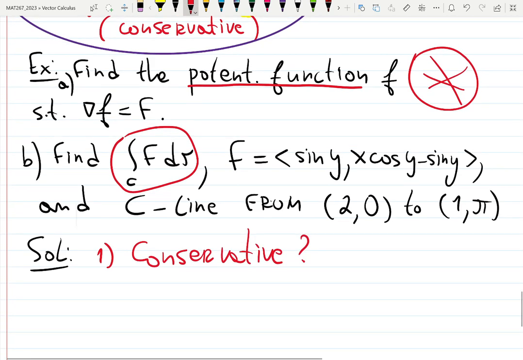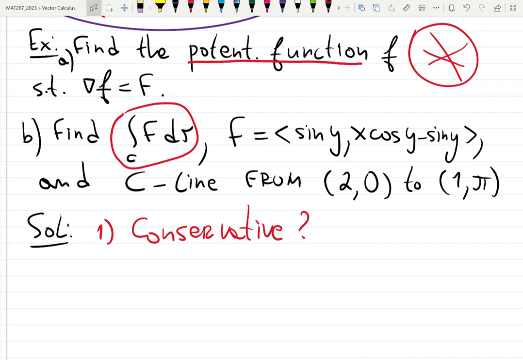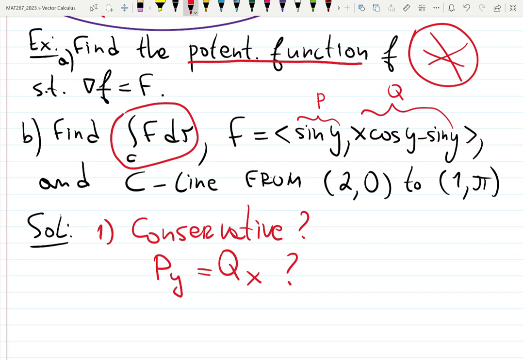Question mark. To check that, we have this property: differentiate P with respect to Y equals Q with respect to X. That's the question mark. Or just right now we learned 1 minus another one gives you 0. Well, that's the same thing. So is it conservative or not? Where is P? Where is Q? F consists of P and Q. Don't freak out, just mark it. And now we can proceed.